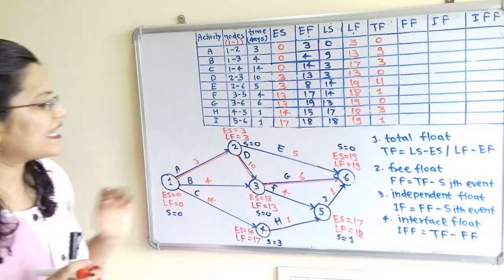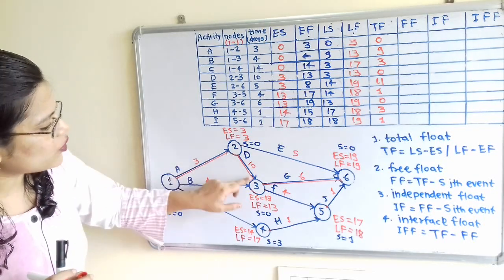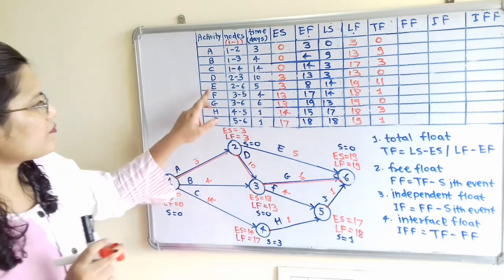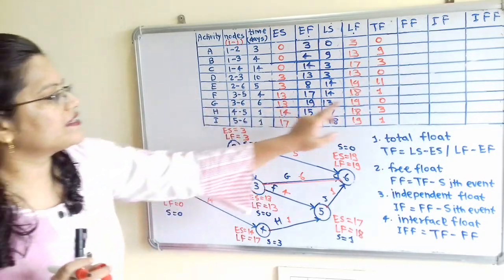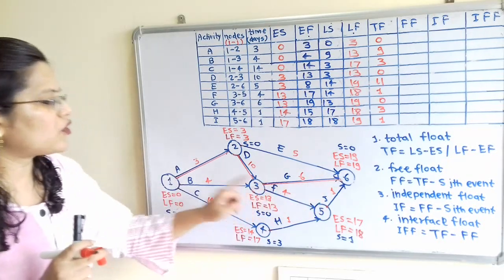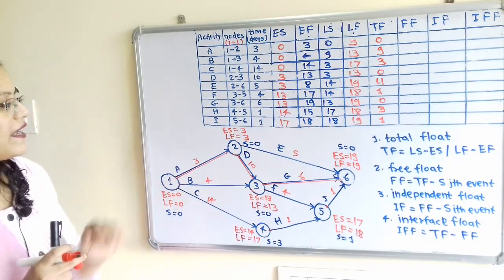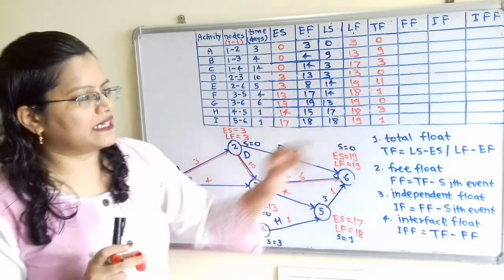Then for activity C, we can delay it for 3 days. Activity D, we cannot delay. Now if we observe, this activity D is on the critical path. Then activity E, F we can delay, but activity G we cannot delay. Now if we observe, activity G is on the critical path, so we cannot delay. But activity H and I, that we can delay.